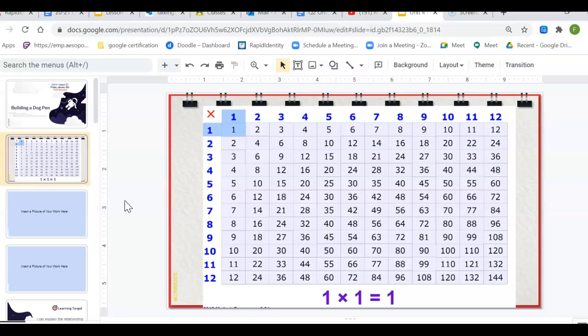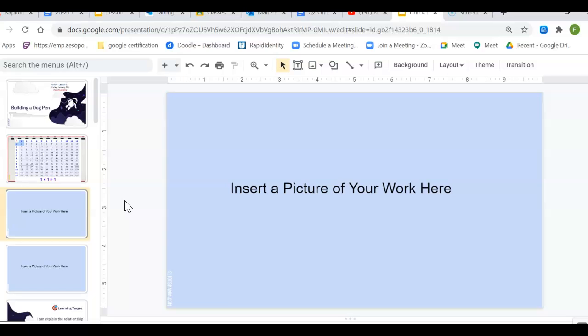Okay. In our next slide, this is a place where you'd insert a picture of your work. If you're doing work in your binder for any specific problems, you're going to be able to take a picture of your work and insert it right here. Same thing for the next slide.